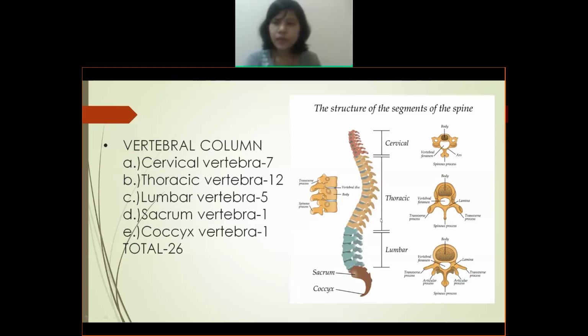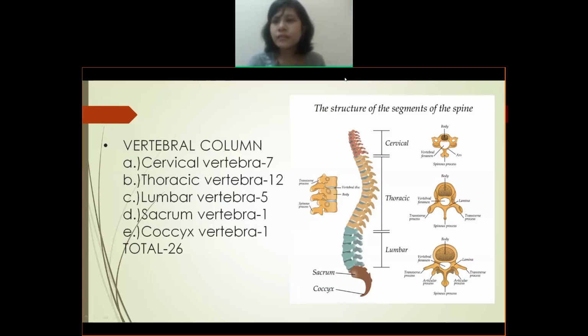So this is your lumbar, okay? Next is your sacrum. This is sacrum. Okay, last is your coccyx. Coccyx is just like a tail. Okay, this is your coccyx.